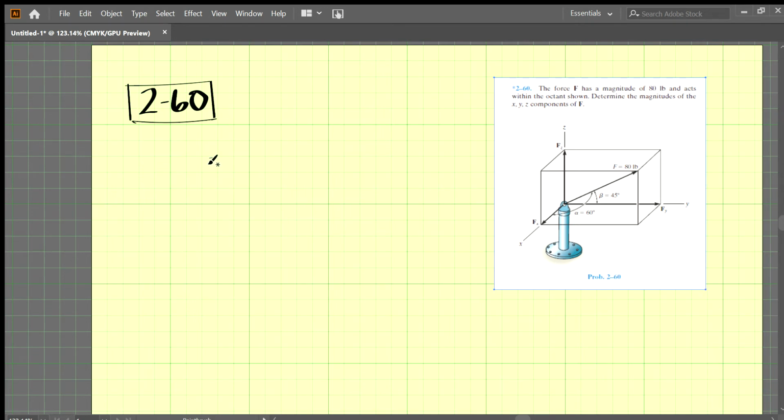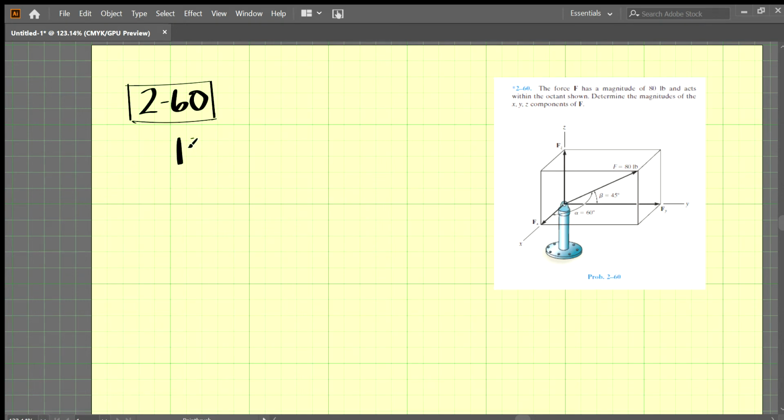Okay, so today we're going to do problem 260, and 260 is a problem where we're given a force vector of 80 pounds. We're given these angles here, and what we're looking to find are the components of this vector. So this Fx here, this Fy, and then this Fz is what we're trying to find.